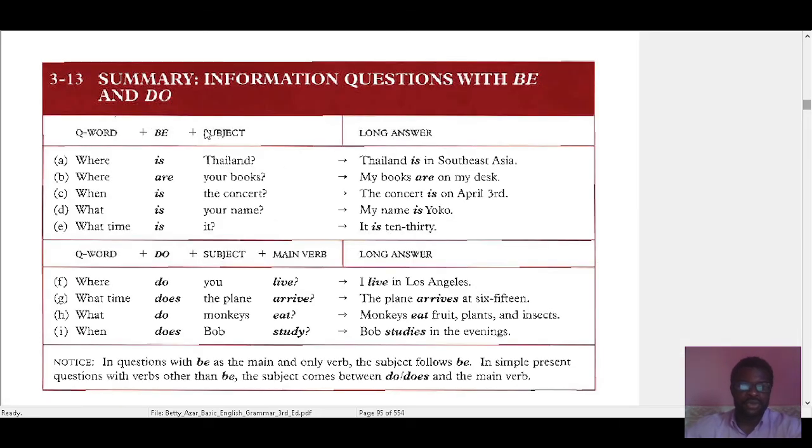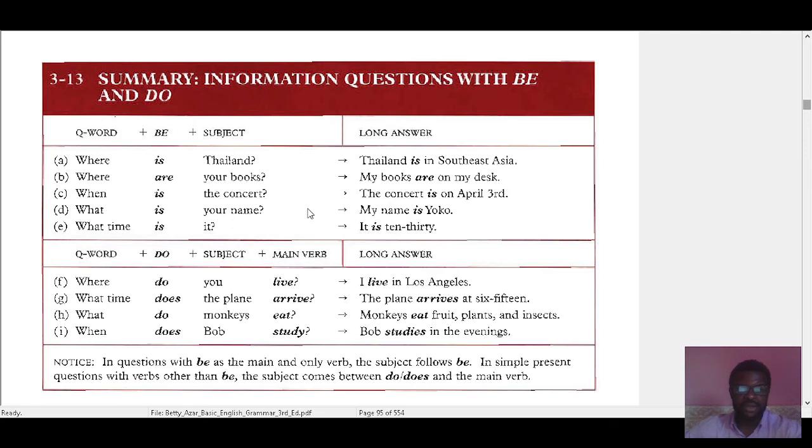So I'm bringing you over to this place: summary, information, questions with be and do. Okay, so question words. These are what we call question words. Where, when, what time. So we use them when we ask questions. So here we're using our verb be, very important in the English language. We use it a lot. Where is Thailand? Thailand is in Southeast Asia. Where are your books? My books are on my desk.